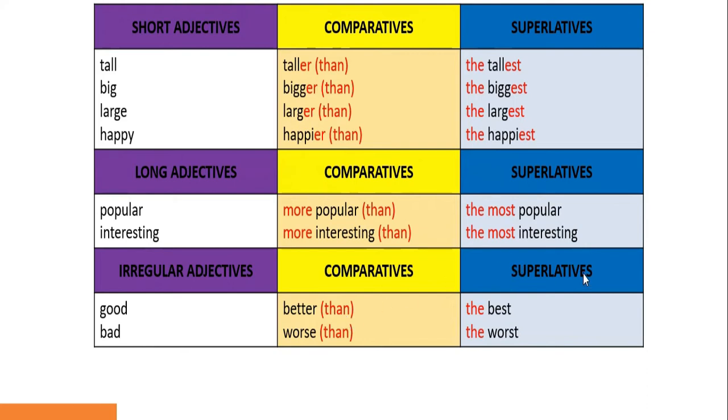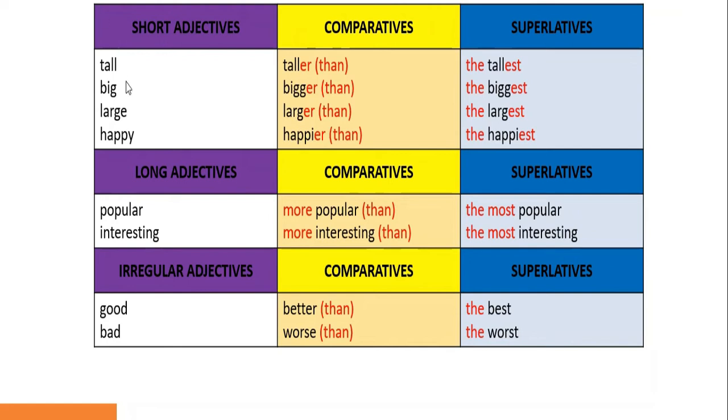And the superlative, the best. I am the best student in my class. Okay, let's say that. And then bad. The comparative of bad is worse, worse than. And then the superlative is the worst, okay? I got the worst score in my class, for example, okay?